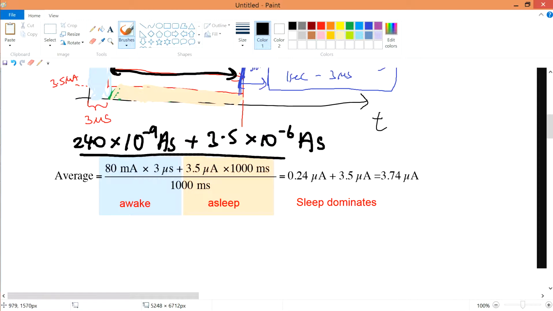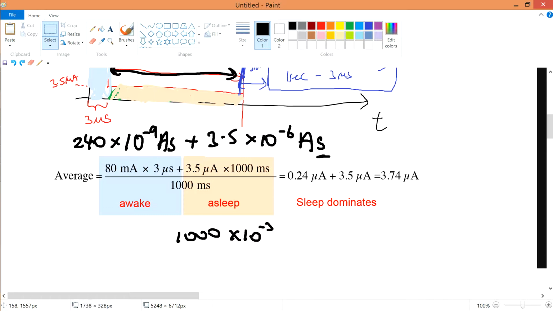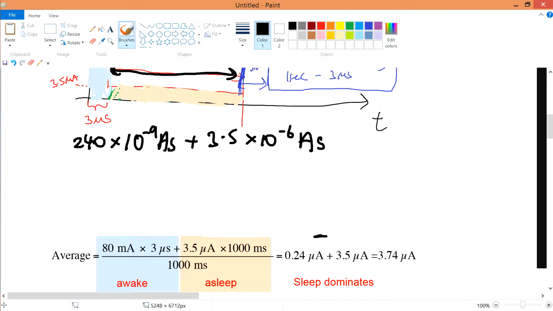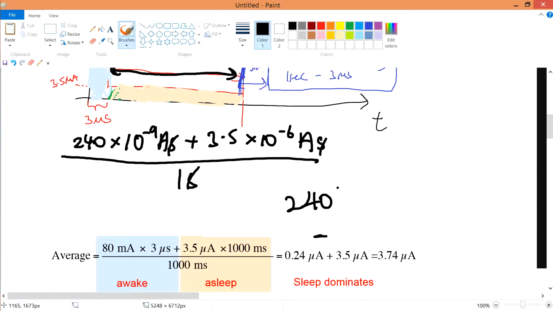And this whole thing is going to be divided by 1, because 1000 times milli, where milli is negative 3, will be 1 second, because our SI units are in terms of seconds. So if I take note of the SI unit, this whole thing divided by 1 second will cancel out the SI unit. So what I would have is 240 times 10 to the negative 9 ampere plus 3.5 times 10 to the negative 6 ampere.